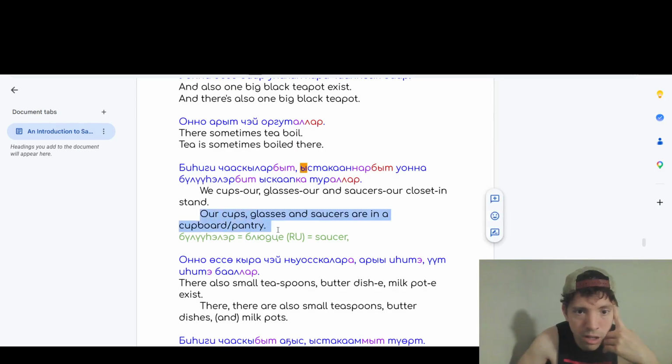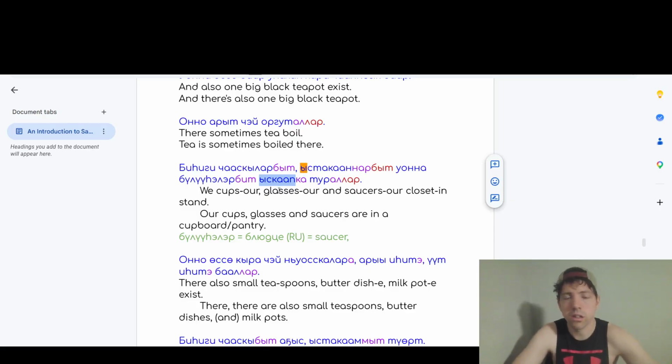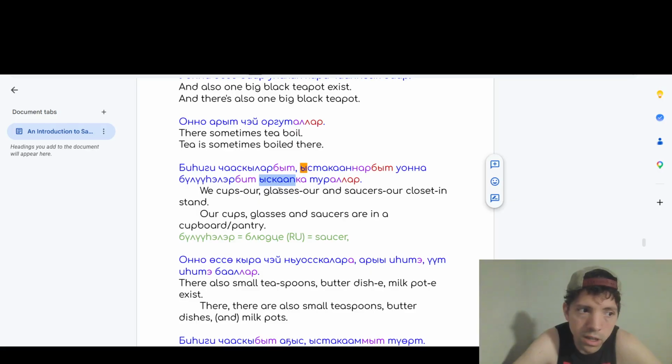And this means our cups, glasses, and saucers are in a cupboard/pantry. I think I translated uskap here before as closet, but when you look up pictures of uskap or the Russian version of it, it's what we would call a pantry or a cupboard, depending on the type.